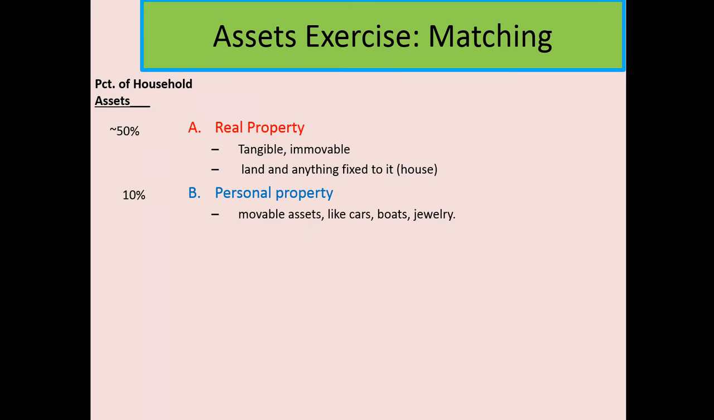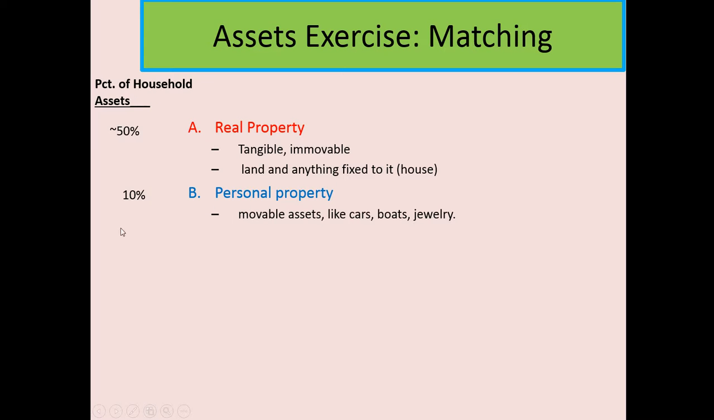So how does this break down? Let's look at the actual definitions. If you nailed it, then this is going to be easy for you. So people tend to hold about 50% of their assets in real property. These are tangible, immovable properties, land, and anything fixed to it, like your house.